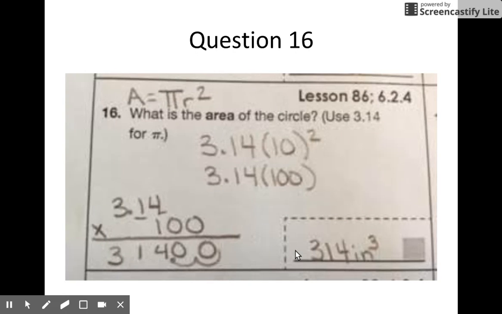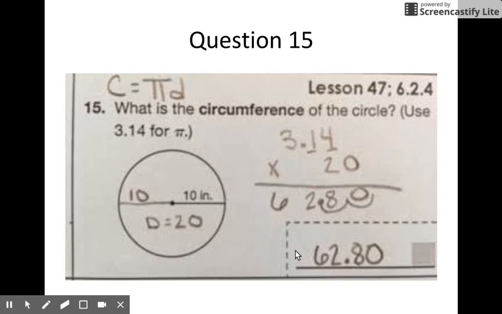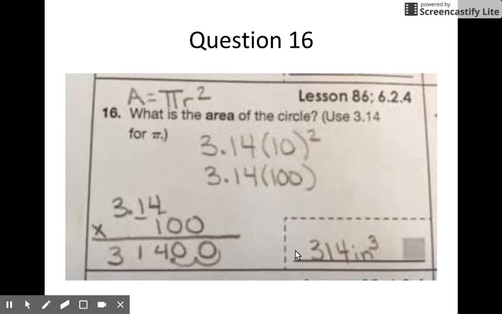Question 16. What is the area of the circle? For this question, we are using the circle in question 15. Area of a circle equals pi times the radius squared. Since the radius is 10, I plugged in 10 for the r, and then I plugged in 3.14 for pi, and I have to square it.